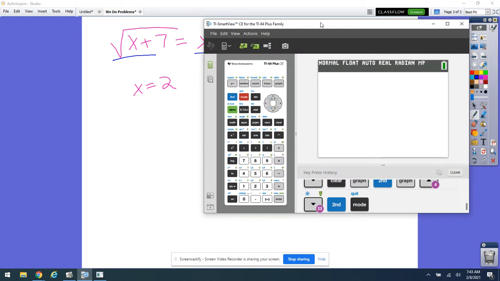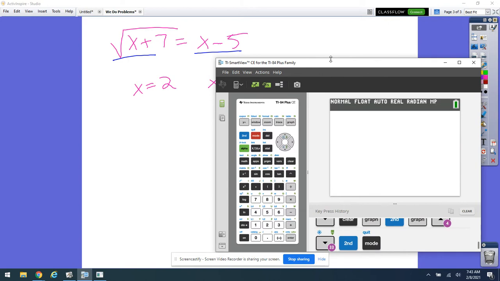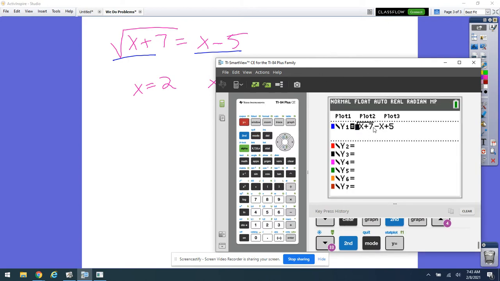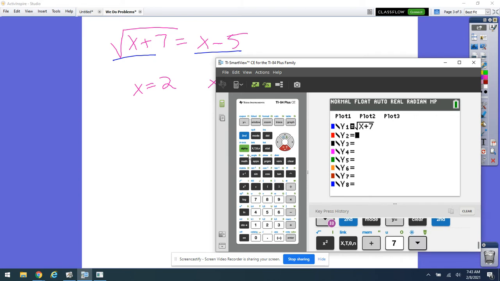So the first thing you want to do, I'm going to pull up my calculator and have it sit in here so it's easier to see. I'm going to go to my y equals. If you try to do it this way, it's really hard to figure out the solutions with these two parts. So I'm going to do a different format. I'm going to do one side of x plus 7. Make sure it's inside the square root. That's that first left side. And then the other side was x minus 5.